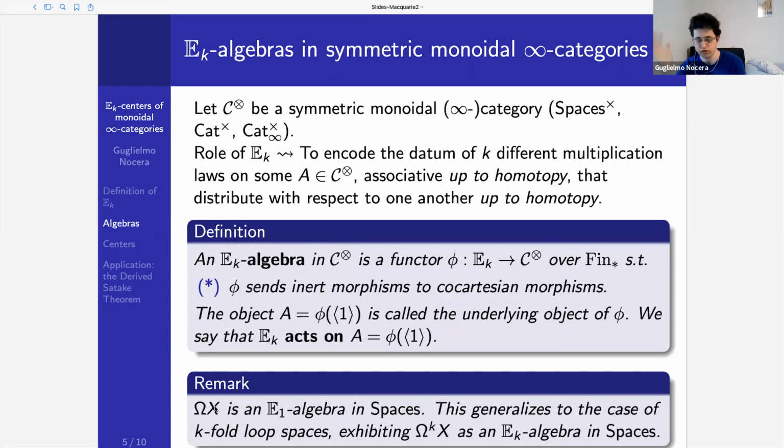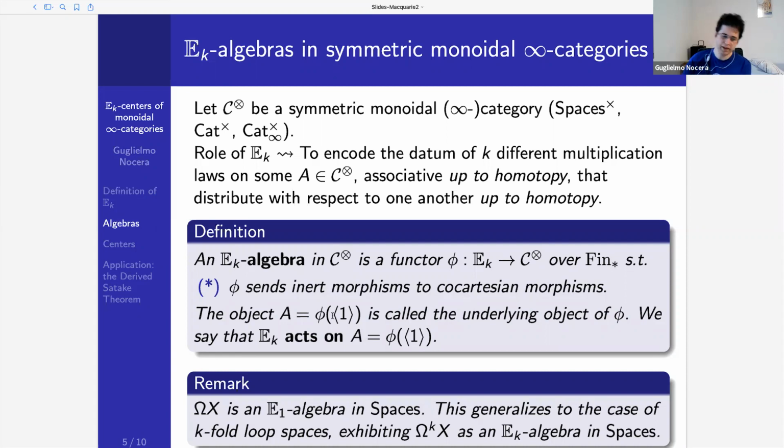And this law should be associative up to homotopy, and it was actually the case. And in case k is greater than 1, these k different multiplication laws should be distributive with respect to one another up to homotopy. What do I mean by up to homotopy? Well, it depends on the notion of homotopy encoded in the infinity categorical structure, or in general on your ambient. So if you live in topological spaces, what I mean is that you should consider everything up to homotopy equivalences and so on and so on. Rigorous definition: an EK algebra in a symmetric monoidal category or infinity category is a functor as in the example above, which satisfies this technical condition that I am not going to comment on.